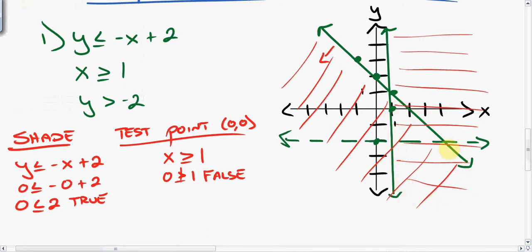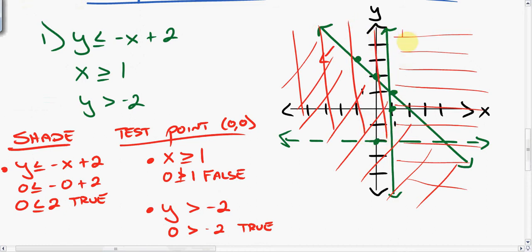But we can't say what the solution is yet because we have to test our third equation, which is y is greater than -2. There's our first equation, there's our second, here's our third. So again, plug in our zeros. I only have y, so I only plug in the y value, which is 0 here. Is 0 greater than -2? Well, that's true. So I want to shade towards that 0, 0. So that's going to be this area here.